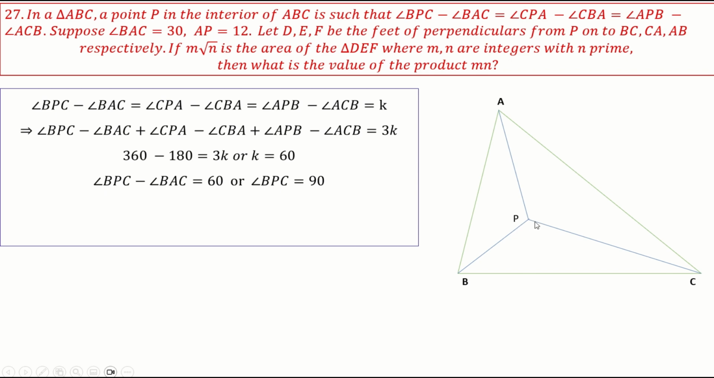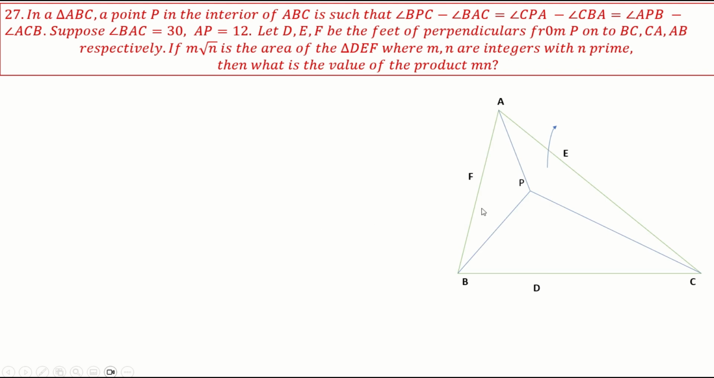This is one piece of information which we got from the given information. CPA is nothing but CBA plus 60. Then APB is also 60 plus ACB. So this is the other information. Now we'll go to the next step, drawing the DEF and then solving the problem. Remember this is 90 degrees, and this angle is 60 degrees plus B. B plus 60 is this angle. This is A plus 60. This is 30. This is 90. This is C plus 60. Remember that. Then we'll go to the next slide.